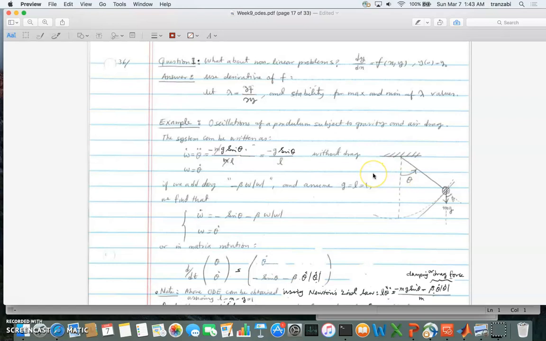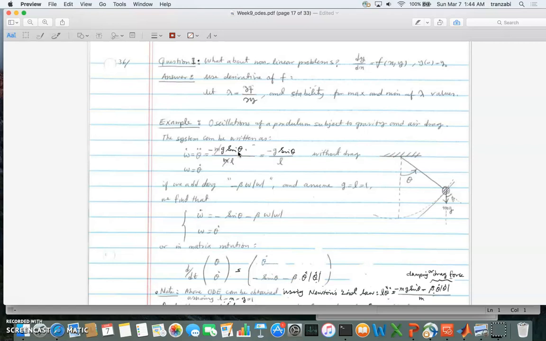Okay, so this is actually a nonlinear differential equation because it is nonlinear with respect to theta, right? So we have sine theta here, not just theta. And so this nonlinearity needs to be taken care of. And the way we do this is, so that's number 1 actually.